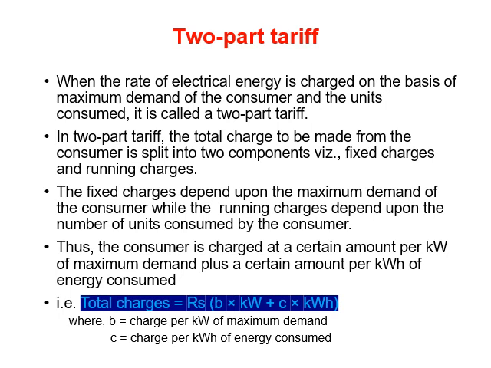That is, this is the equation. You see, the total charges is B into kilowatt plus C into kilowatt hour, where B equals the charge per kilowatt of maximum demand, and C equals the charge per kilowatt hour of energy consumed.